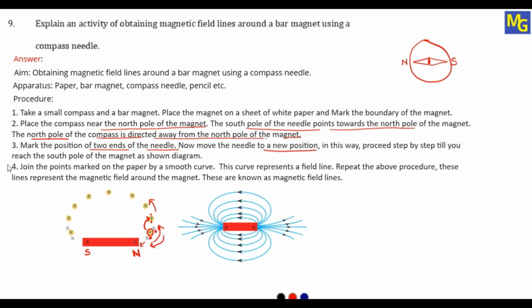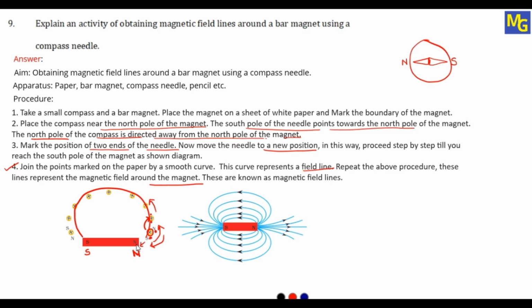Now see the next point. Fourth one: join the points marked on the paper by a smooth curve. Now remove this needle and join all the points which we have marked on the paper to get a smooth curve. This curve represents a field line. So this curve is nothing but a magnetic field line. Repeat the above procedure. These lines represent the magnetic field around the magnet.